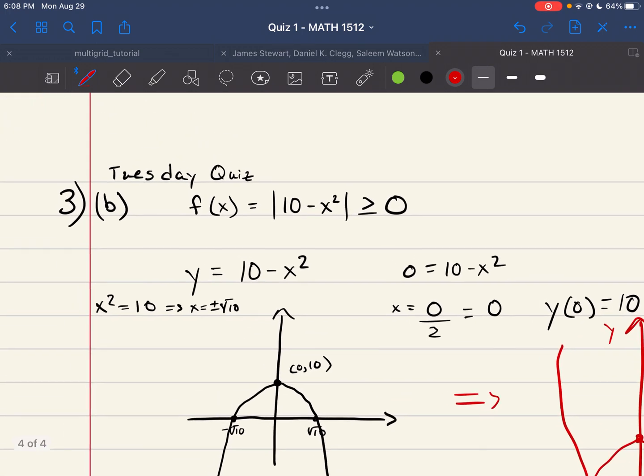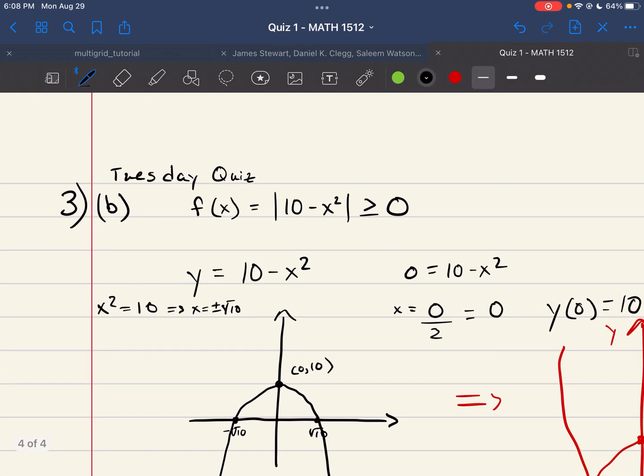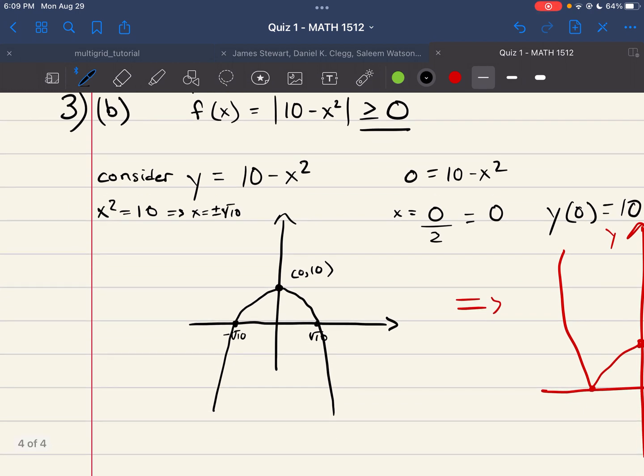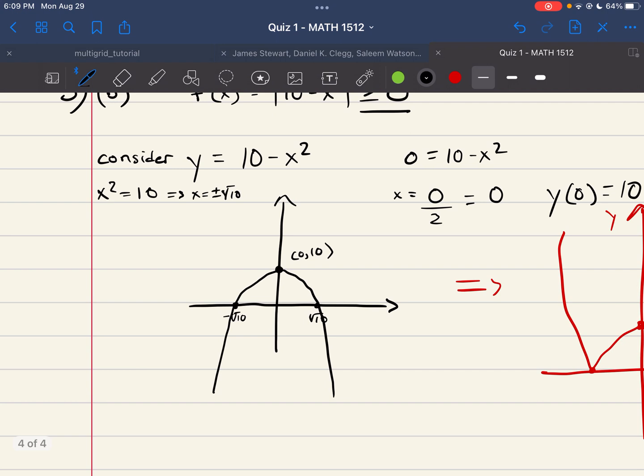So for the Tuesday quiz, you're given that f of x equals the magnitude of 10 minus x squared. Because it's the absolute value, it's got to be greater than or equal to 0. There's no way around it. The absolute value makes all the negative values positive. So let's first consider, what if we didn't have the absolute value? We say that y equals 10 minus x squared.